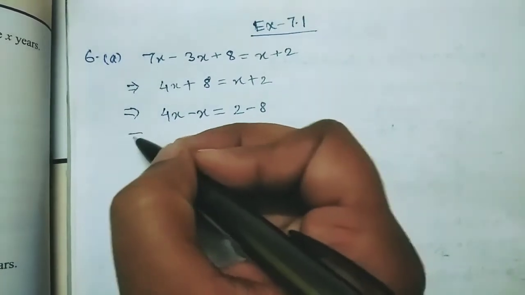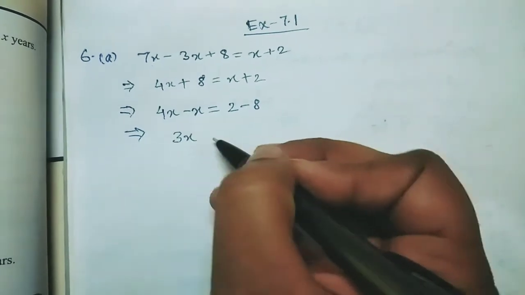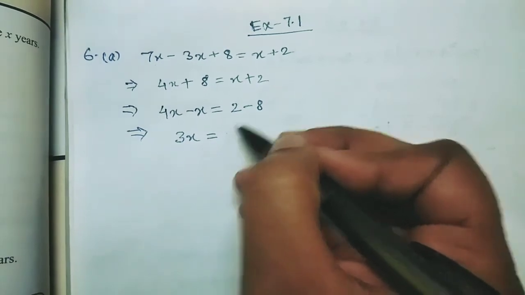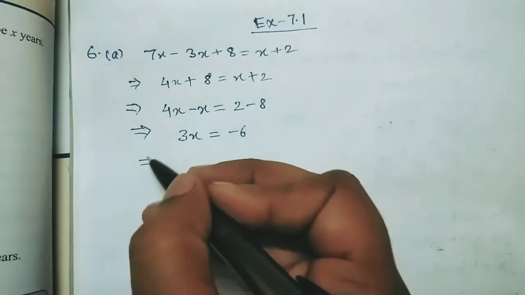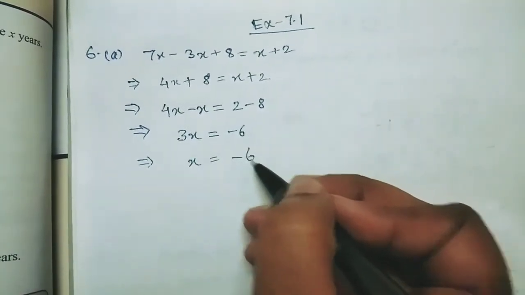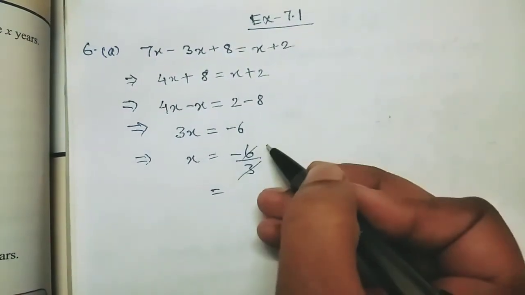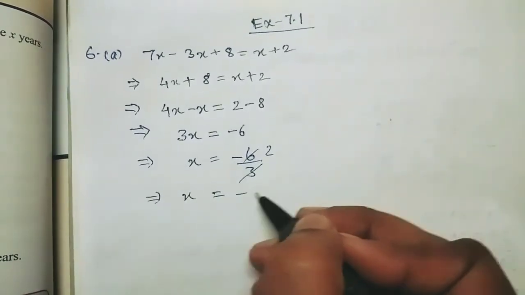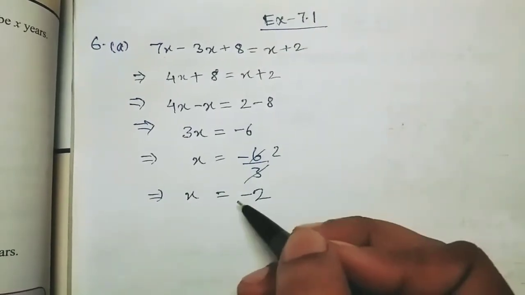Okay, now next 4x minus x is what? 3x equal to 2 minus 8, which is 6, but it is minus 6. Next this 3 will go down, in division, so minus 6 divided by 3. When you cut this, 3 twos are 6, so the answer is x equal to minus 2. So this is the answer of this equation. So the value of x is minus 2.